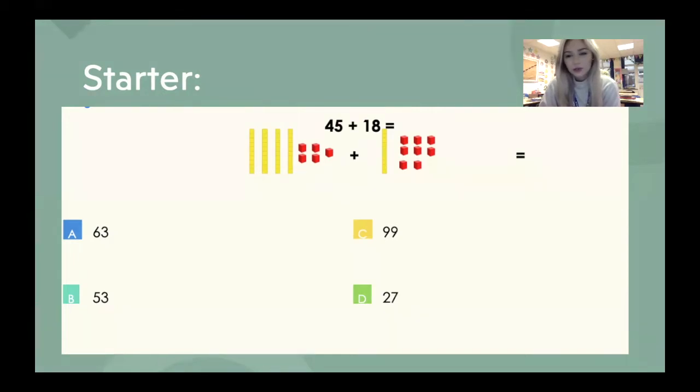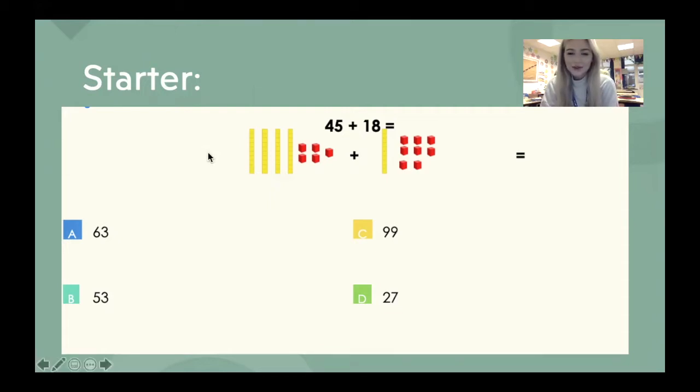What you need to do if you're starting is work out what the answer is and see, out of the options that we have here, A, B, C or D, which of these answers is correct. You can use the column method to work this out. You can count up the tens, it's up to you. See which answer is correct. So pause the video here to work that out.